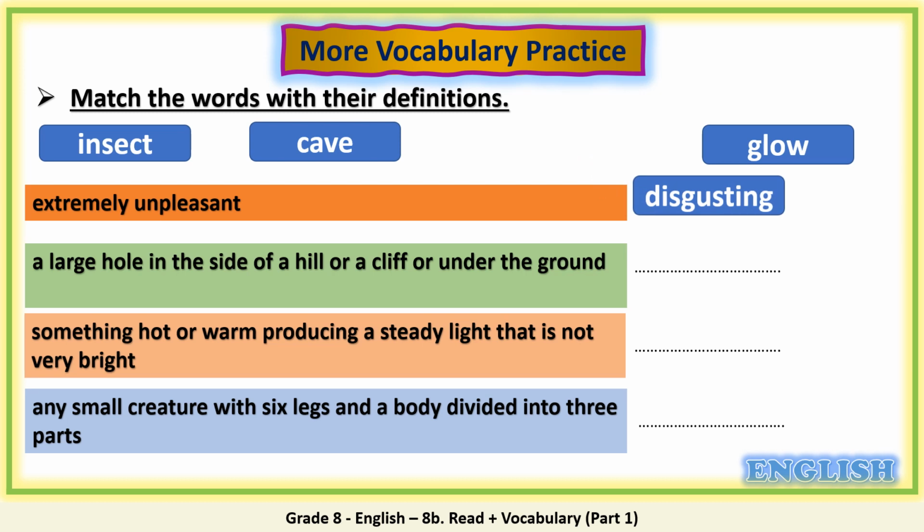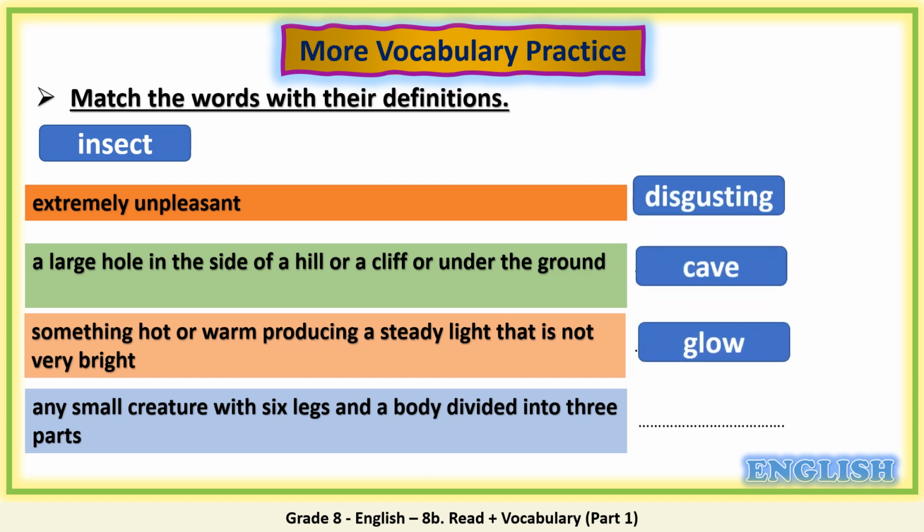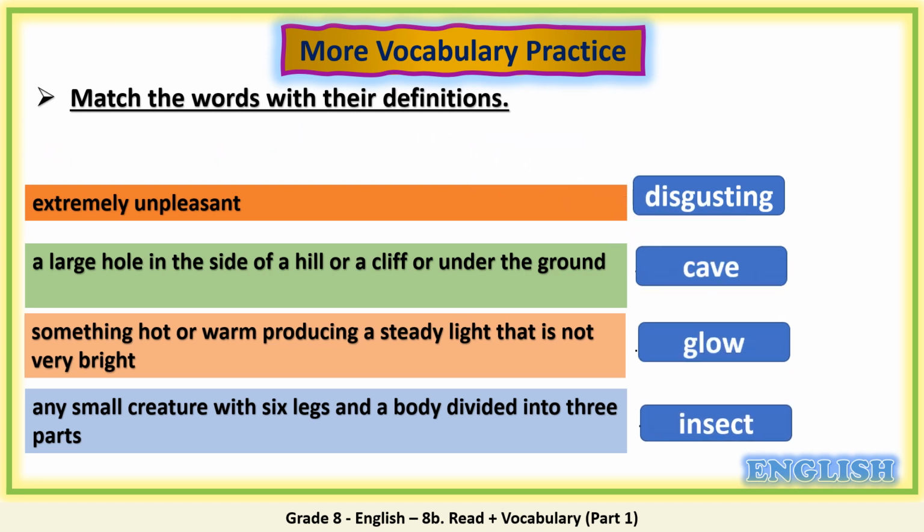2. A large hole in the side of a hill or a cliff or under the ground. Well done. Cave. 3. Something hot or warm producing a steady light that is not very bright. Good job. Glow. 4. Any small creature with 6 legs and a body divided into 3 parts. Of course, it's insect.